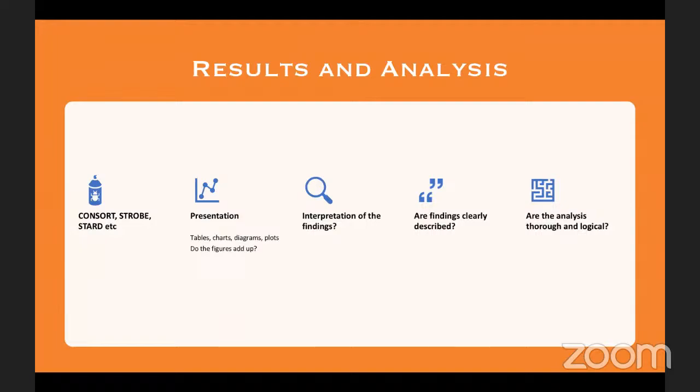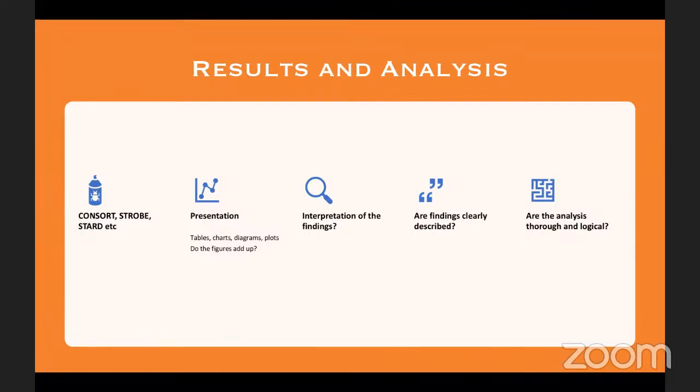That's part of reviewing. You now come to results. You are looking, did I actually apply the guidelines? If I did an RCT, did I start with a CONSORT diagram? If I did a case control or cohort study, did I start with STROBE? And so on and so forth. I believe those diagrams should be the first thing in your results section. It helps you a lot.